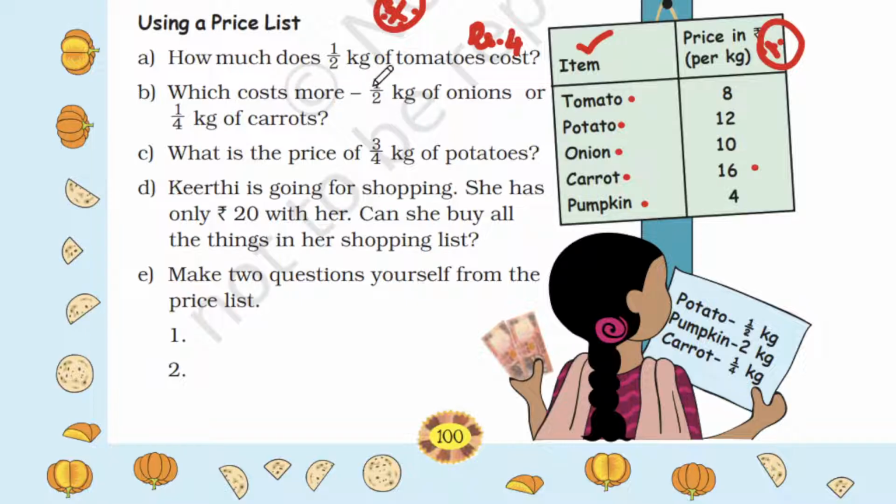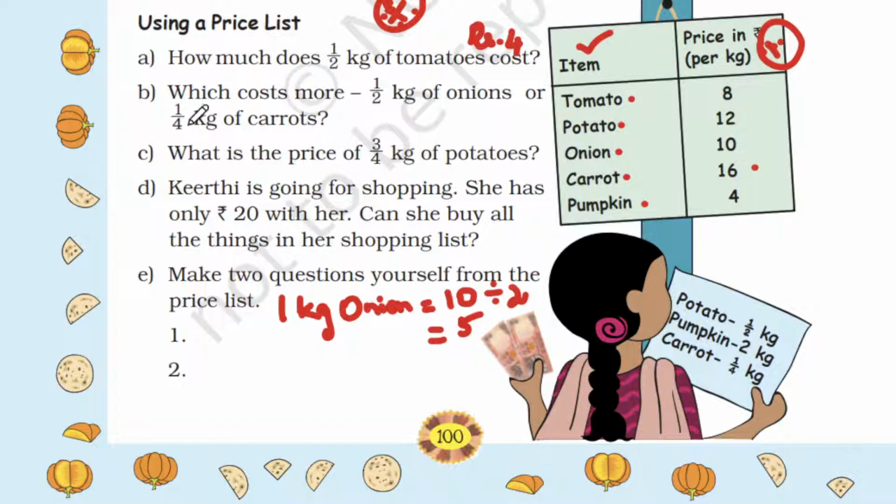Which costs more, half kg of onions or 1/4 kg of carrots? Which costs more? Which do we need to pay more for? Okay, so half kg of onion. 1 kg of onion is rupees 10. So half kg is 10 divided by 2, which is equal to 5. So half kg of onion is rupees 5.